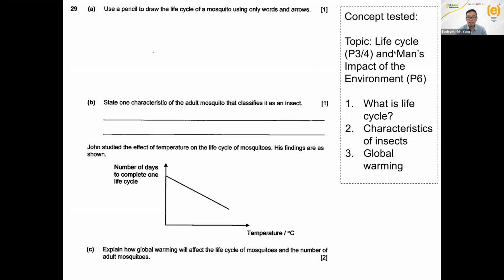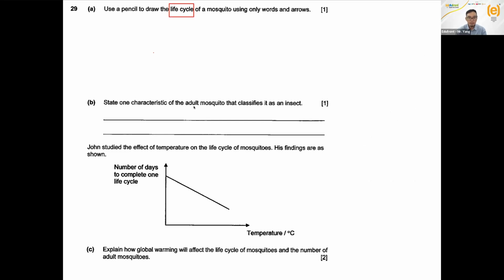So what is the topic tested in this question? Number one, the life cycle. Topic on life cycle, P3 and 4, and man's impact on the environment. With this question, they're combining two topics, life cycle and man's impact on the environment. Specifically, you need to know the meaning of life cycle, the characteristics of insects, and the concept of global warming.